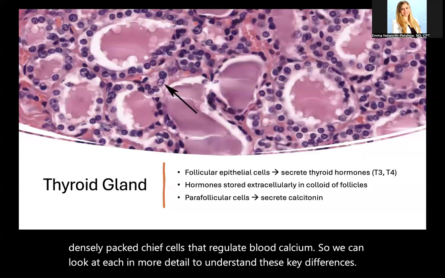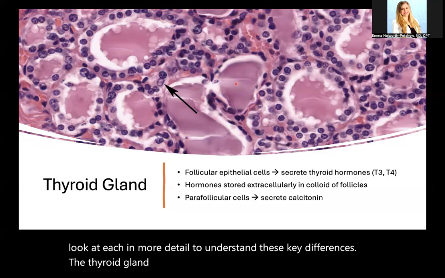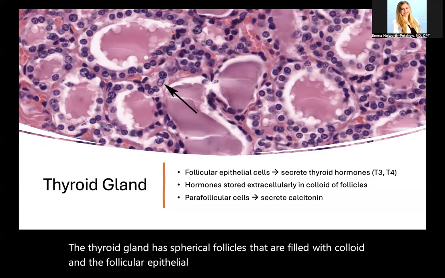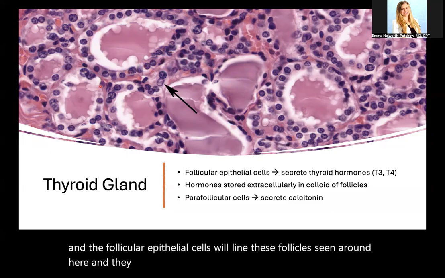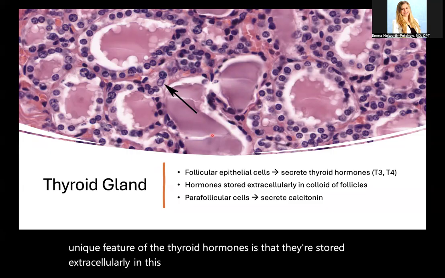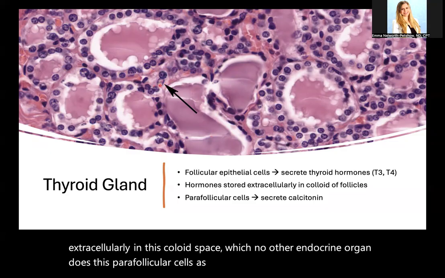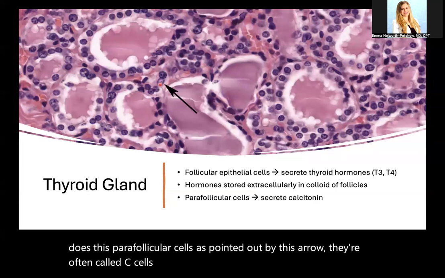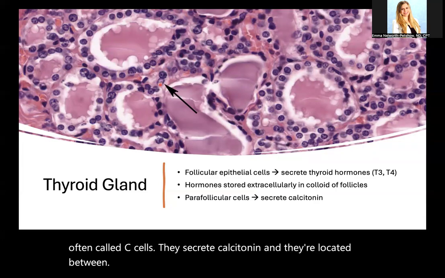The thyroid gland has spherical follicles that are filled with colloid, and the follicular epithelial cells line these follicles, seen around here, and they are secreting T3 and T4, active thyroid hormone. A unique feature of the thyroid hormones is that they're stored extracellularly in this colloid space, which no other endocrine organ does. Parafollicular cells, as pointed out by this arrow, are often called C cells.